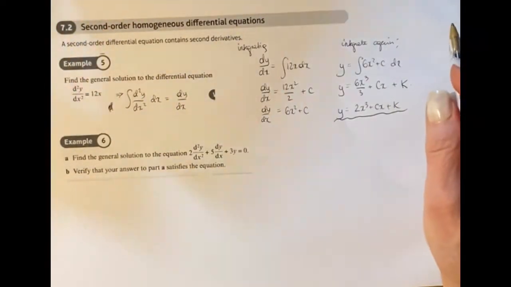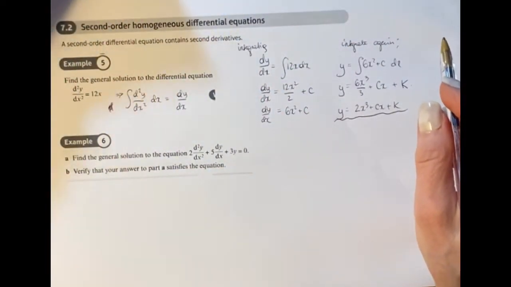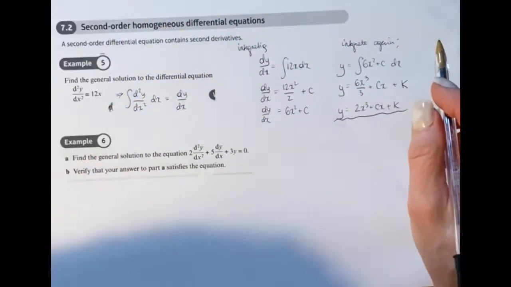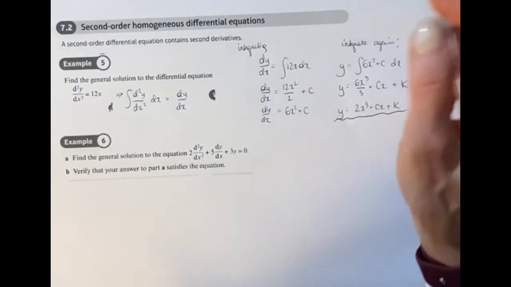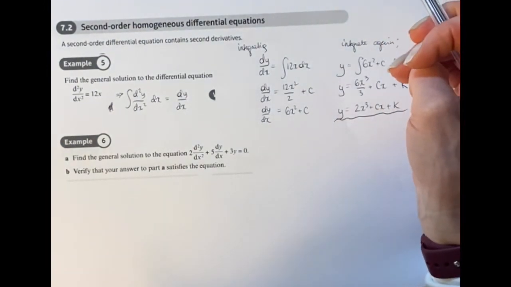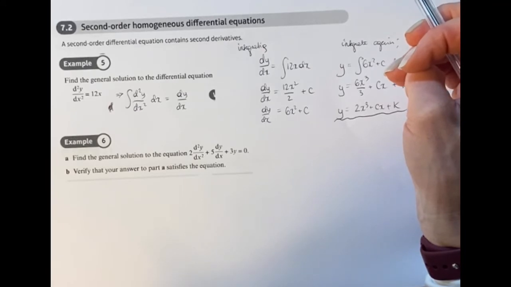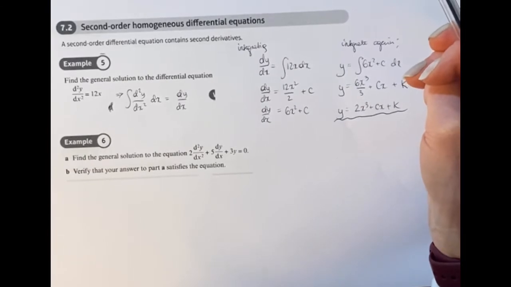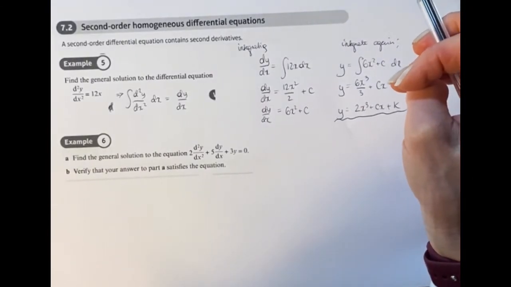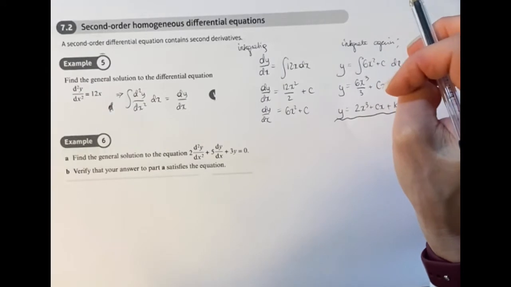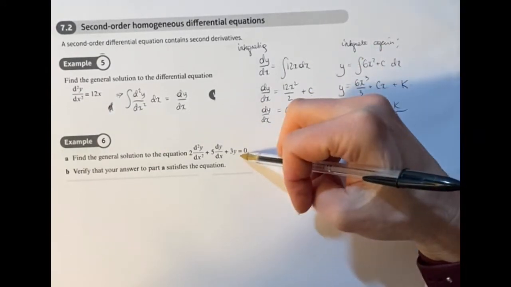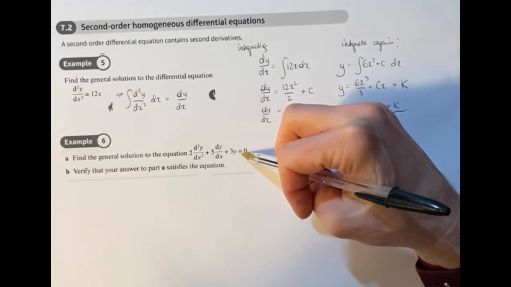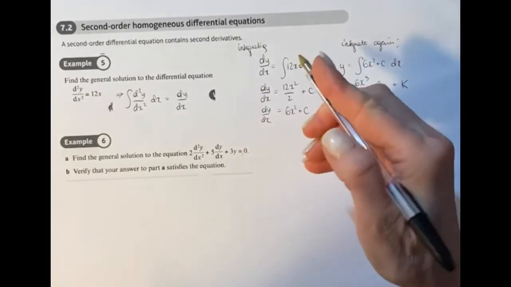Now let's have a look at example 6. In this example, we are going to look at the general solution to more complicated equations. Now, I'm going to go through the method. I'll do a separate video where I explain why this method works. To begin with, this section considers only equations of second order when they are equal to 0. These are called homogeneous differential equations.